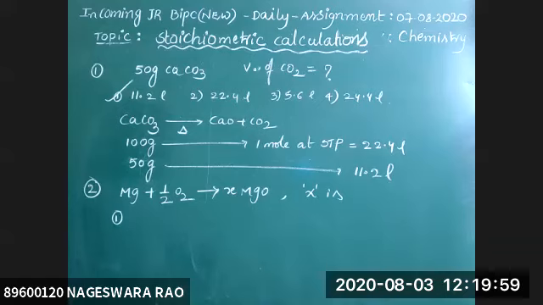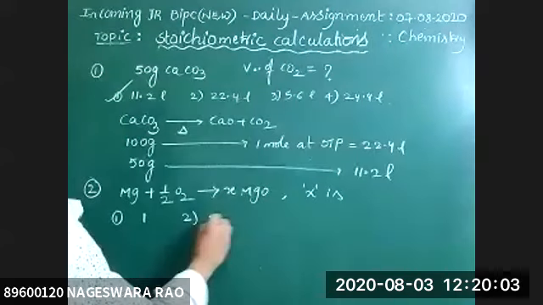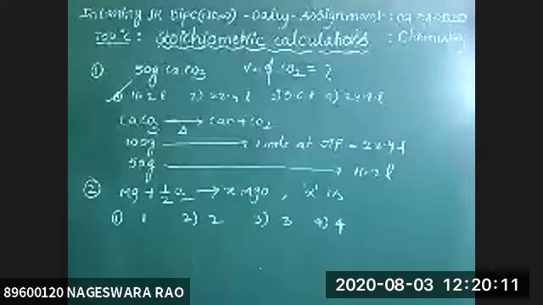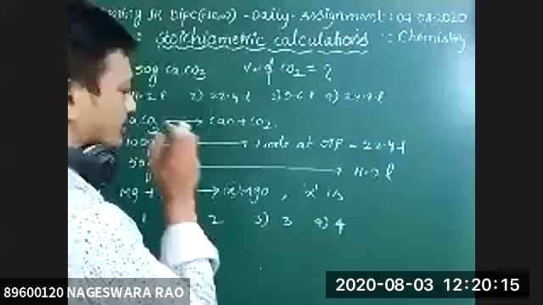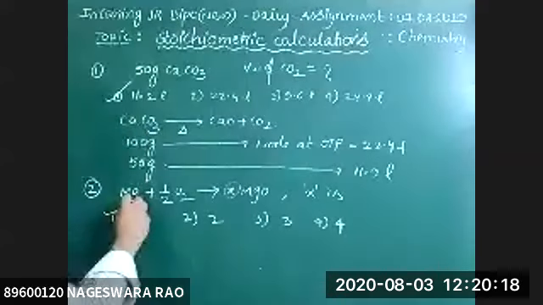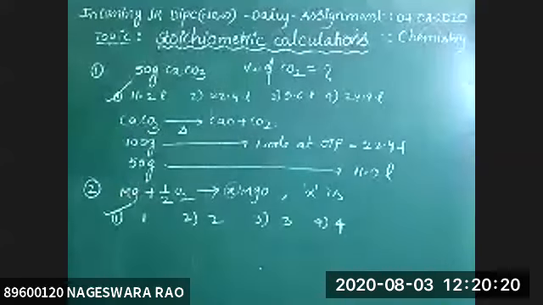So the options are 1 mole, 2 moles, 3 moles and 4 moles. Magnesium reacts with half mole of oxygen to form magnesium oxide. So how many moles are formed? 1 mole. So what is the answer, students? 1. Next, question number 3. This is a very important question.